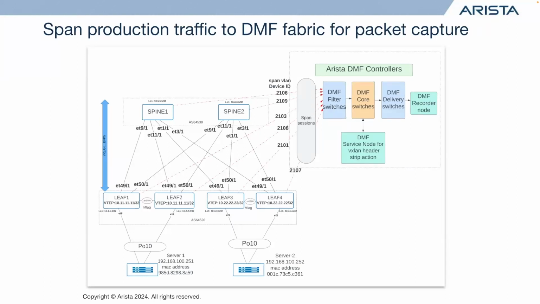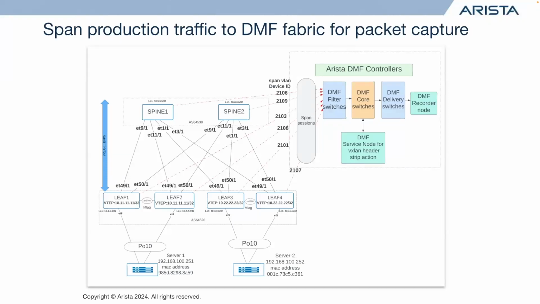Before saving the packets into the DMF packet recorder node, we are also performing the VXLAN header strip action on those packets, where we are stripping the VXLAN headers since it's a VXLAN fabric. And let's say the VXLAN header is stripped and the packets are saved in the DMF recorder node. In order to tell which switch the copy of the packet came from, we're also adding an extra span VLAN device ID on the DMF filter interfaces while we are getting the traffic.